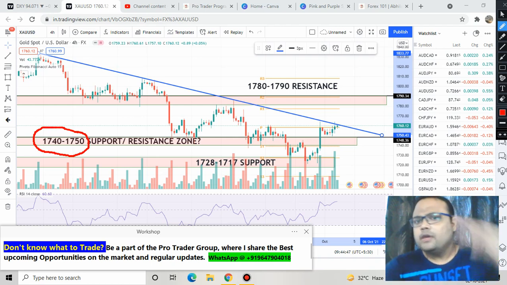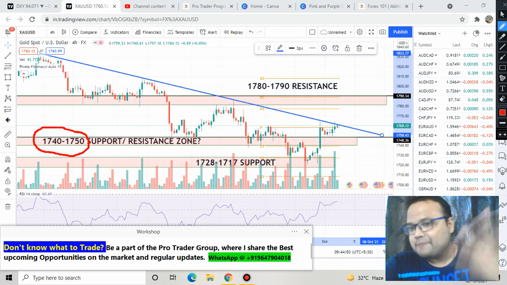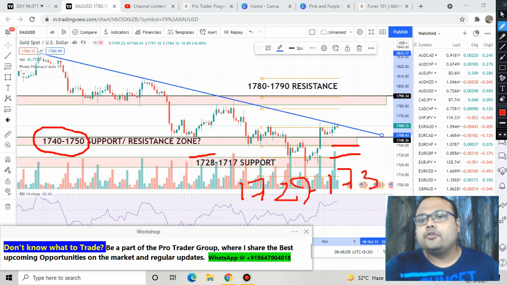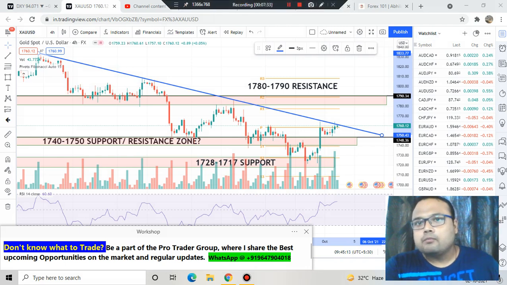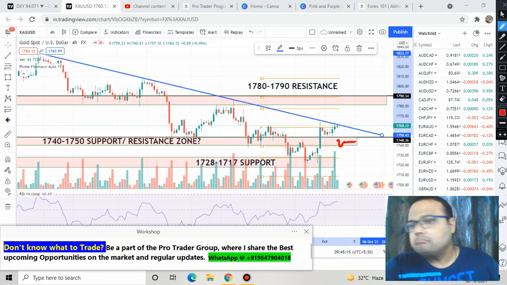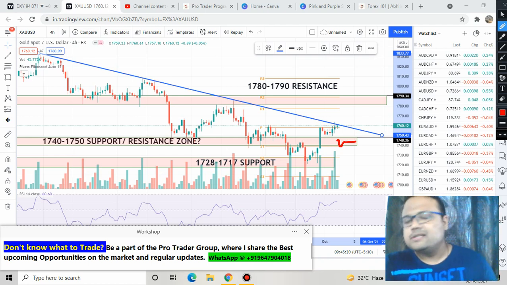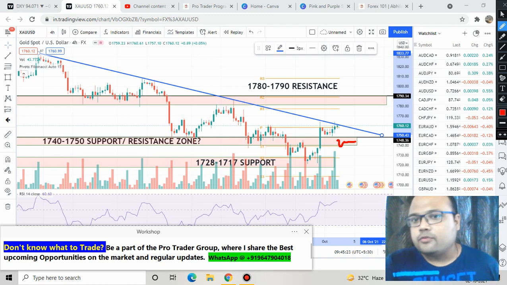So you will only short the market below the 1740 level, and your target will be 1729 to 1730. This is your target if you short the market below 1740. And as long as the market is trading in this range, you will not short the market, because that will be quite risky. 1740 to 50 is still acting as a temporary support for the market.